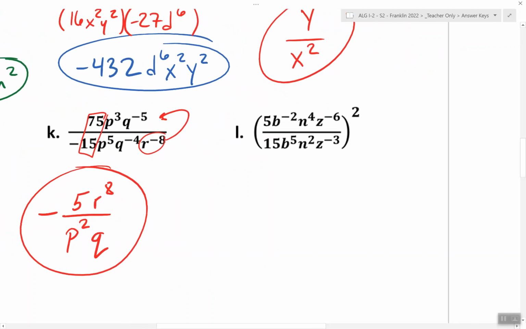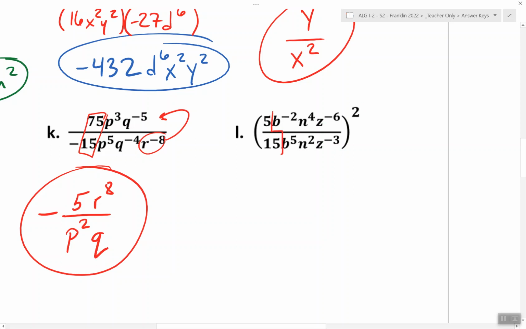A lot going on here in example L. There's a lot going on. So because this entire thing's being squared, what we can do is simplify the inside first because it looks pretty messy. And if we try to square everything in there, it's just going to get worse. So simplify as much as you can on the inside first, and then we can apply that exponent.